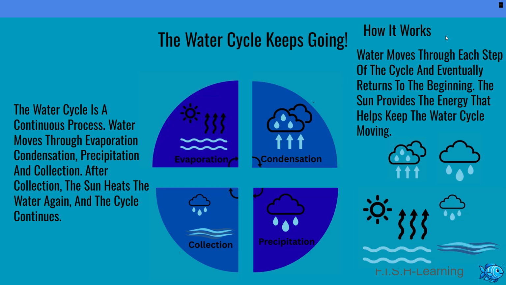The water cycle keeps going. The water cycle is a continuous process. Water moves through evaporation, condensation, precipitation, and collection. After collection, the sun heats the water again, and the cycle continues. How it works: water moves through each step of the cycle and eventually returns to the beginning. The sun provides the energy that helps keep the water cycle moving.